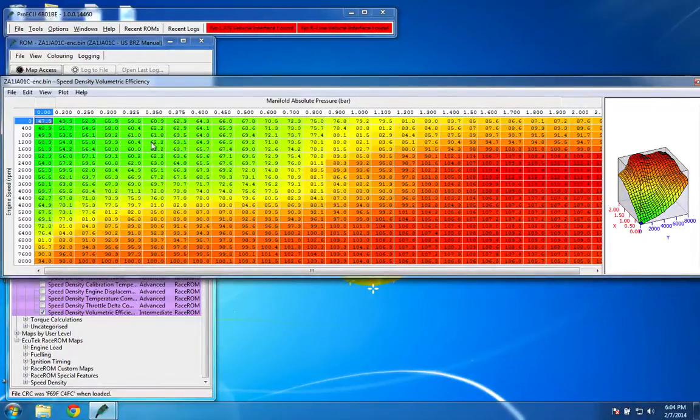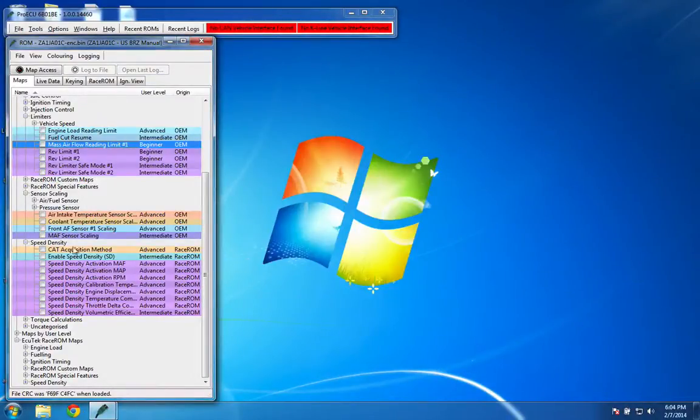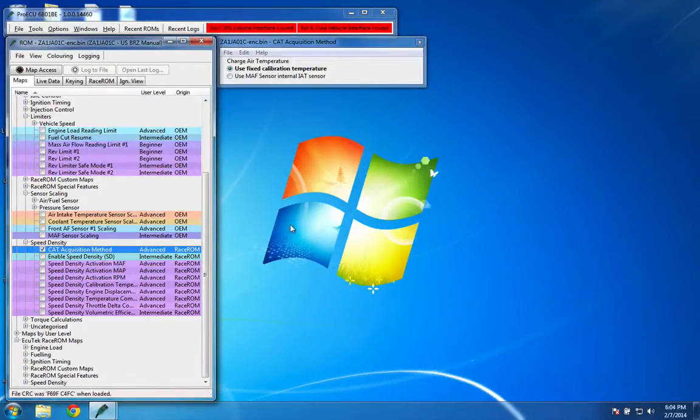So three out of those four are in this map. The other one you're going to have to get depending on what your setup is, and you'll set that up here with the charge air temperature acquisition method. If you have a blow-through MAF on a turbo setup, then you're pretty much set because you can use the MAF sensor's internal air temperature sensor, because the MAF is after the intercooler, so it's actually measuring the charge air temperature. If you have a draw-through MAF, you don't really have that option.